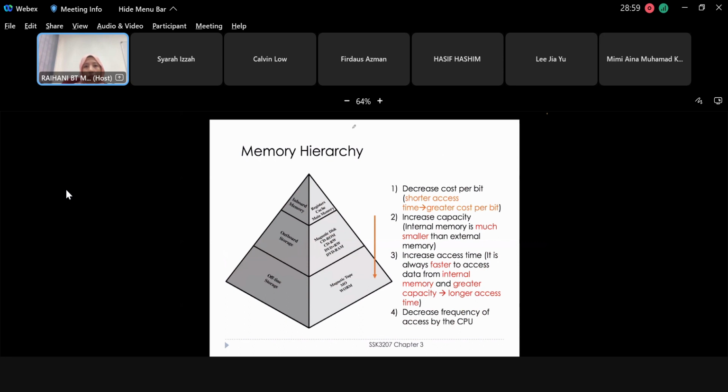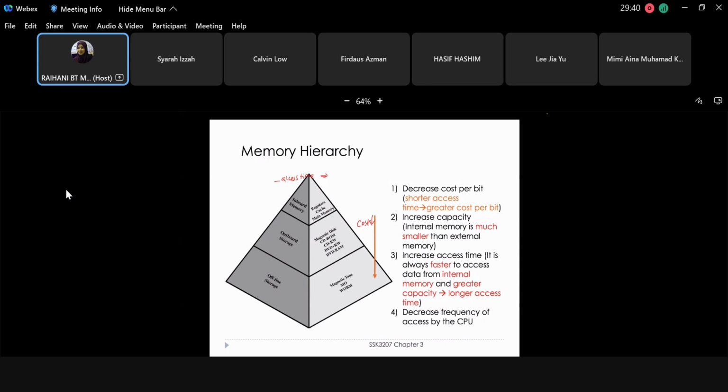It shows you decreasing cost per bit. Yeah, of course, cost decreases. Okay, and then shorter access time, greater cost per bit. So, shorter access time, greater cost per bit. Of course, it is also considered in terms of access time. Access time here refers to how fast data is fetched and executed.